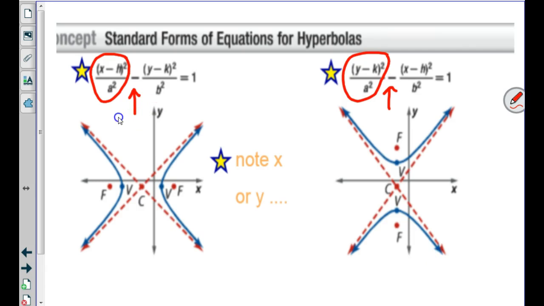A squared can be bigger or smaller than b squared. It doesn't matter. What does it say on your reference sheet? I wrote you a little note there. What does it say?